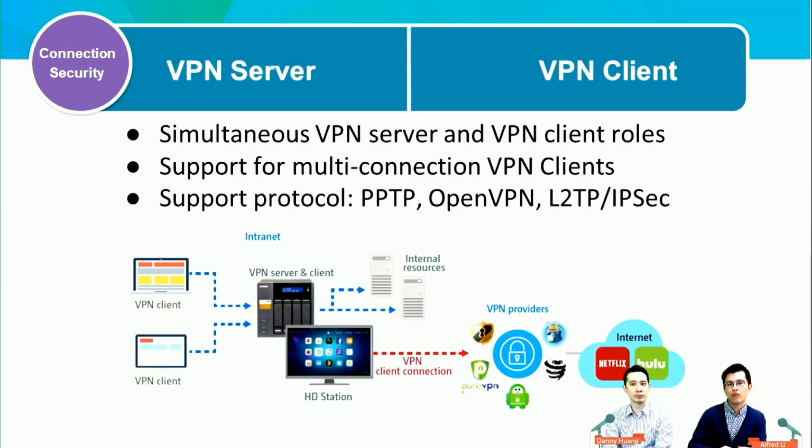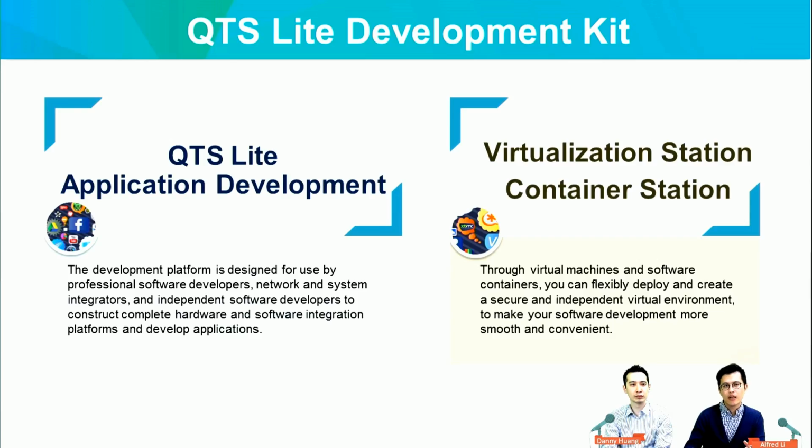So this is about all the 6-layer protections. Let's quickly recap what we have today. In the beginning, we said the QTS Lite provides a platform service, including a virtualization station and also container station. You can use the service to run your already running solutions. So you can move those solutions into either virtual machines or containers.